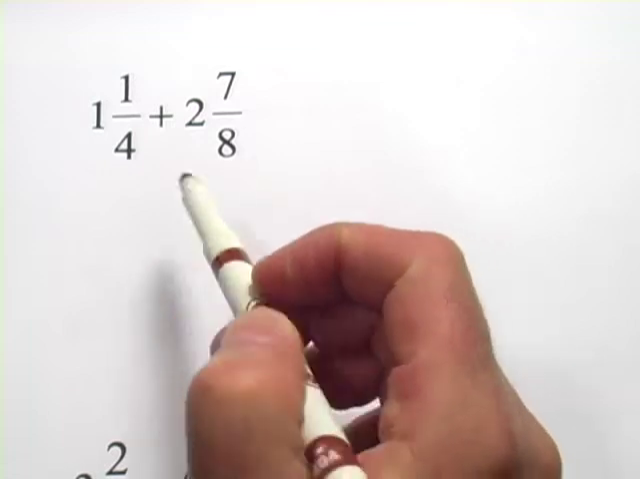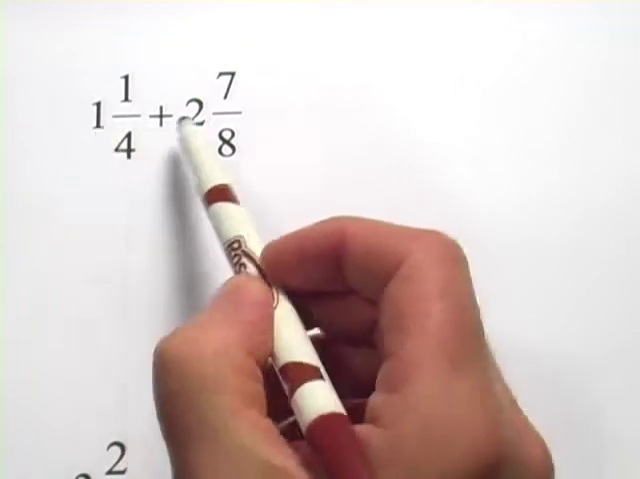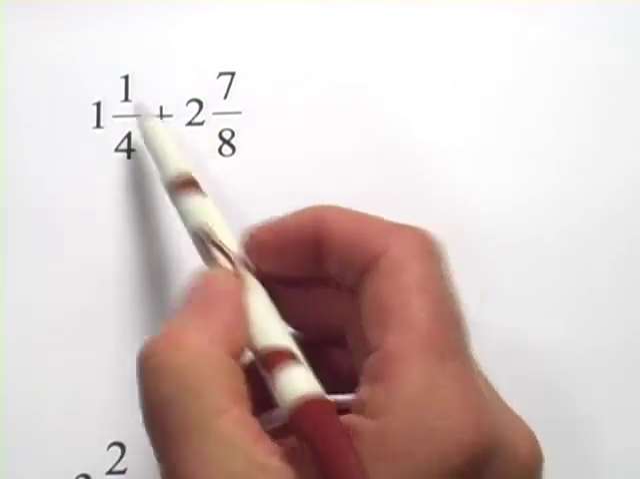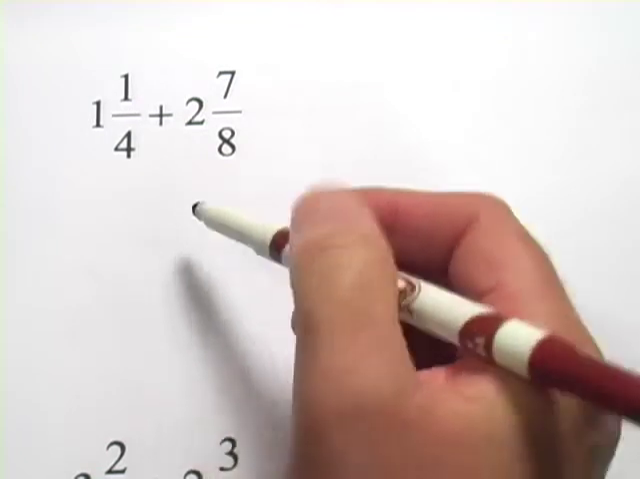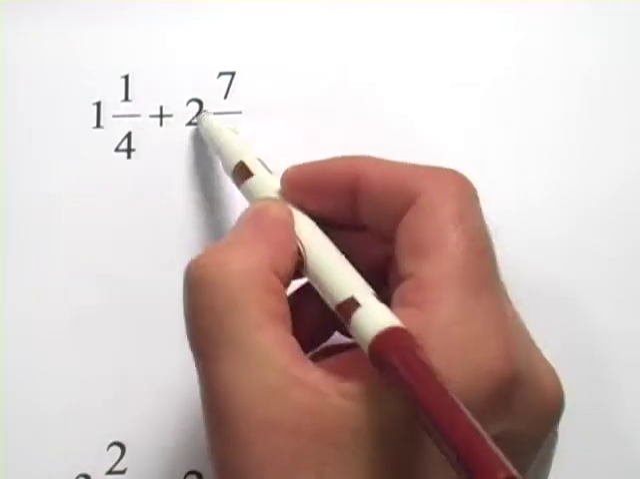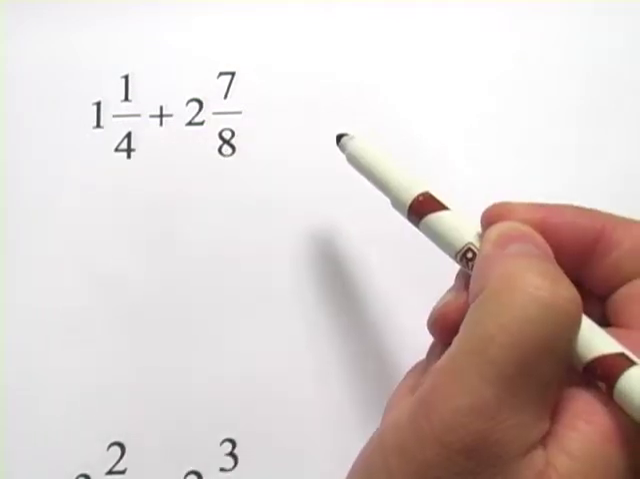In these problems, we're adding mixed numbers. And by mixed numbers, I mean that these numbers have integers in them, like the 1 here and the 2 here, and fractions. And there's a couple of ways you can do this. I prefer to take the integers and add them together, and then add together the fractions, and add all of that together at the end.